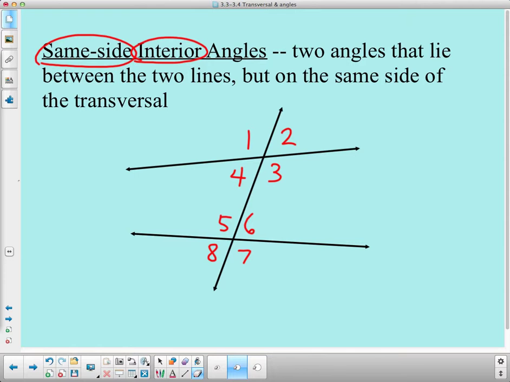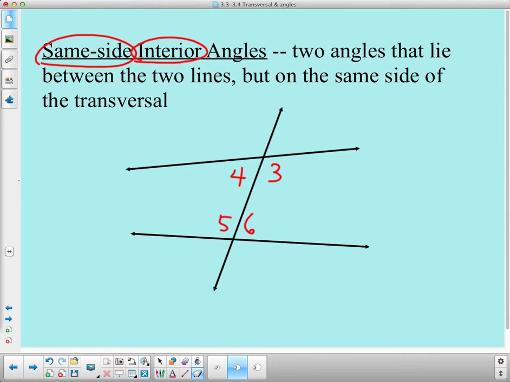Interior means between the 2 lines, between the pair of lines. So pick out the pair of lines, you see the angles between them? I wanna know which ones are not between them so I can get rid of them. Which ones are between, Dustin? Between the pair of lines would be, yeah, those. You're sitting in front of the screen, kind of blocking it. Okay, so 1 and 2 are not interior, 7 and 8 are not interior. So 3, 4, 5, and 6 are the interiors.